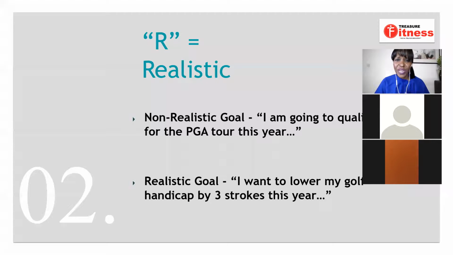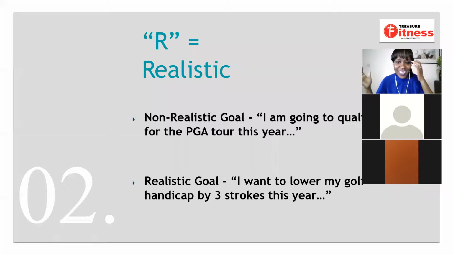Now, this third one is realistic. Anytime we make goals, the reason why a lot of us are not able to hit our goals is either our goals are not realistic, or, what I'm going to talk about next, the time frame we've given ourselves is also not realistic. So I want you to make sure that it is realistic. For instance, I don't want someone who has never gone golfing to say, I'm going to qualify for the PGA. I mean, okay, Roseanne, how realistic is that?